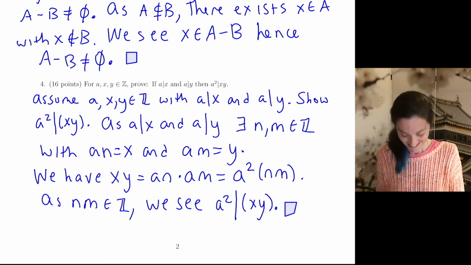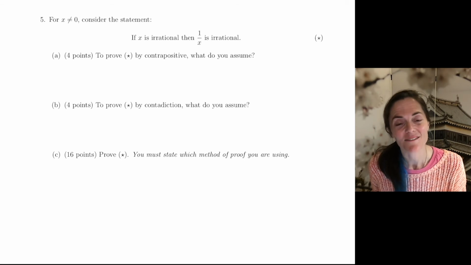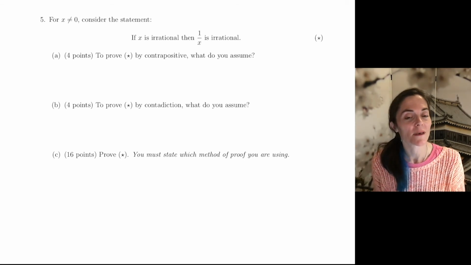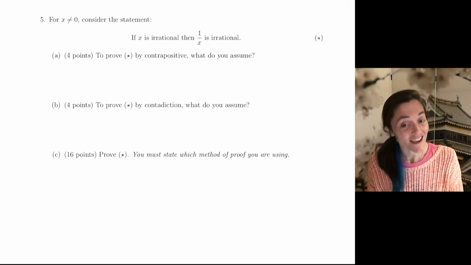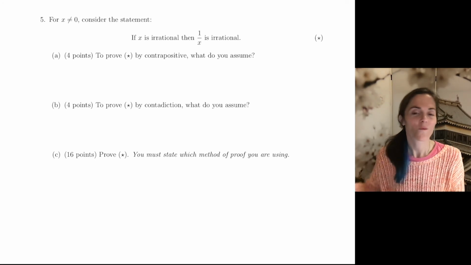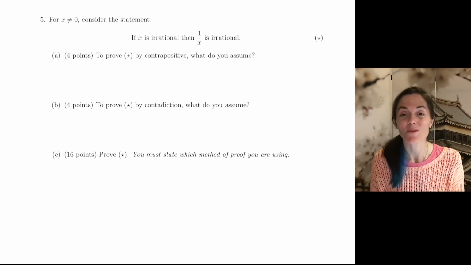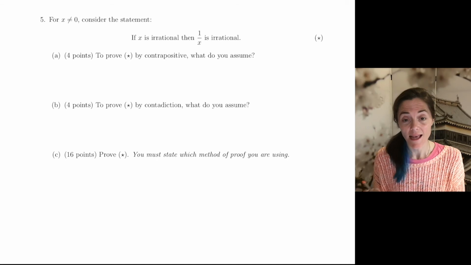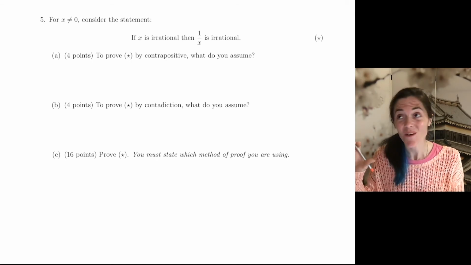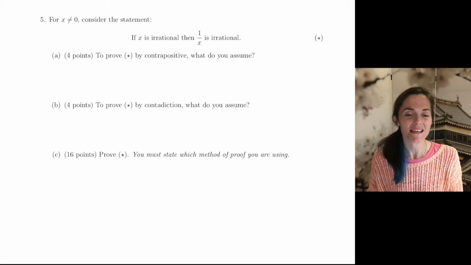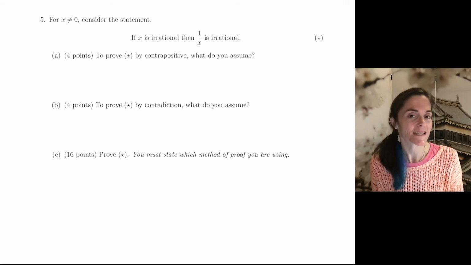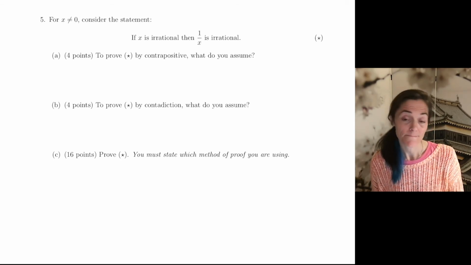Number 5. For x not equal to 0, we consider the statement: if x is irrational, then 1 over x is irrational. Before we actually prove this statement, we are asked: if we're using contrapositive, what do we assume? If we are using contradiction, what do we assume? And then part C, we will actually prove the statement.